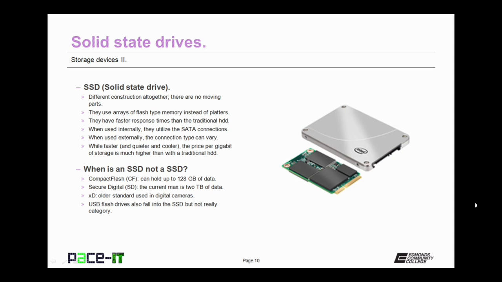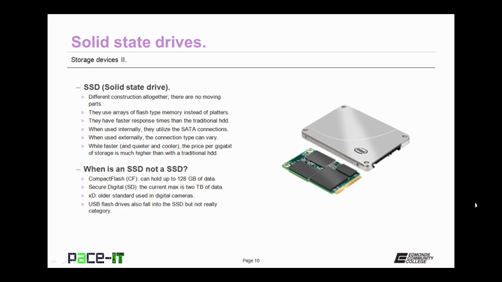Now, some devices are a type of solid state drive, but they're not really considered a solid state drive. And what are those? Well, there's compact flash. Now, compact flash is a type of removable storage. It could be considered a solid state drive because it holds data and there are no moving parts. Now, with compact flash, you can hold up to 128 gigabytes of data. Then there are secure digital cards, SD cards, with a current max capacity of 2 terabytes of data.